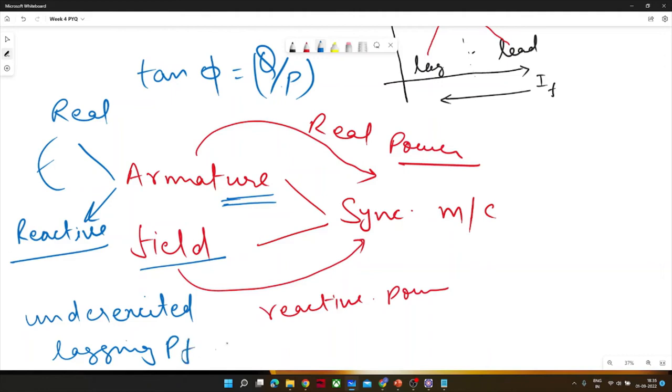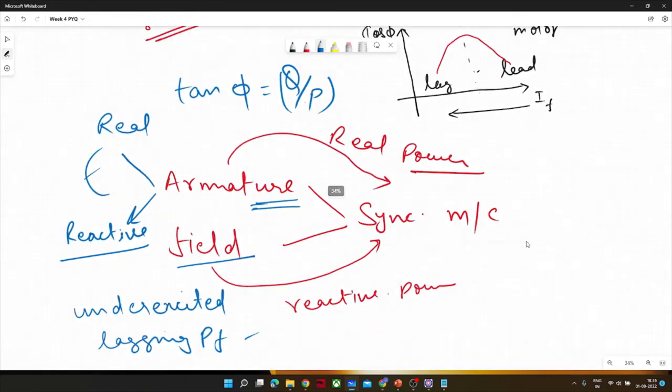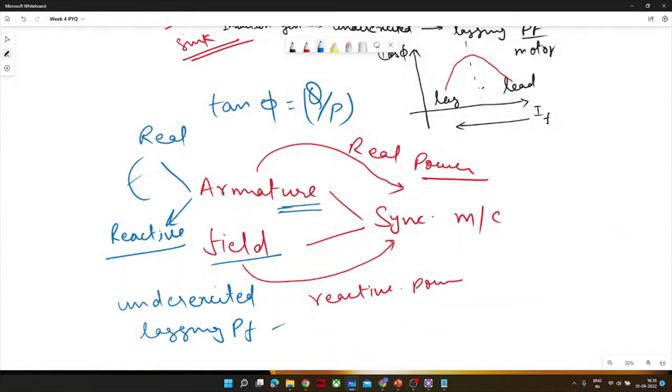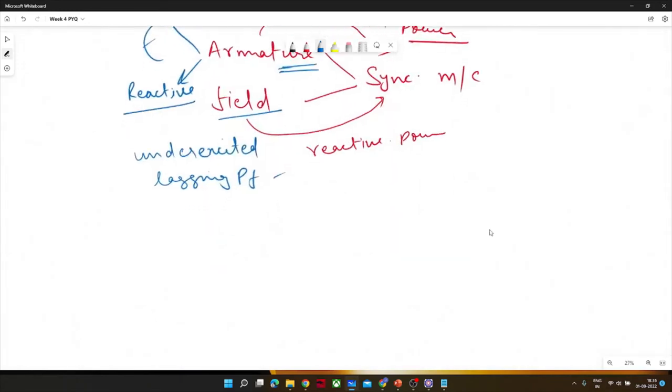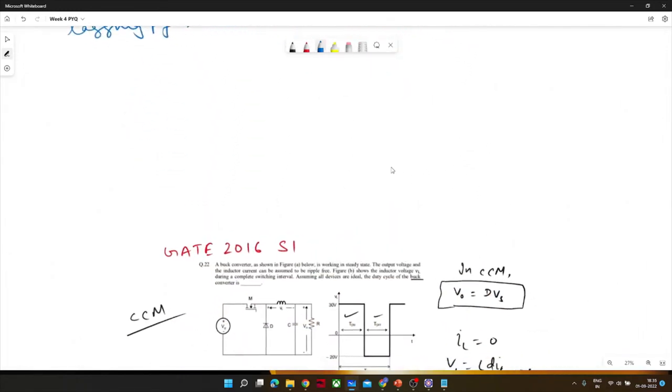You got this point? It was lagging because the armature is also providing reactive power. Am I right? Yes, correct. Okay, thank you. Any doubt in this anymore? If not, then I will move on to some power electronics topic.